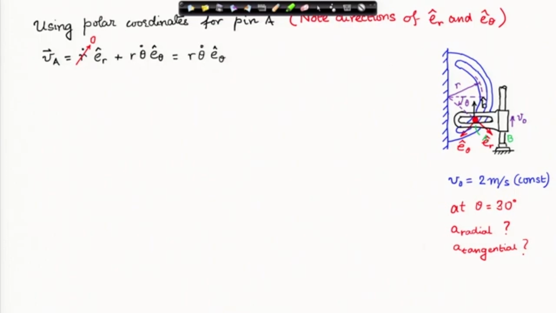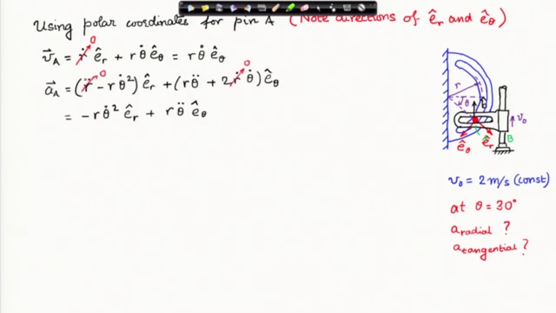Now, note that since the pin A is moving on a circular slot, its radial velocity is 0. So, r dot is 0, therefore, we are left with only r theta dot E theta as the velocity of the pin A. Similarly, in the acceleration expression, I have written out the complete acceleration expression first and then shown which components are 0. Now, r dot, r double dot, they are all 0 because the pin is moving on a semicircular slot. Therefore, we are left with these two terms in the acceleration expression.